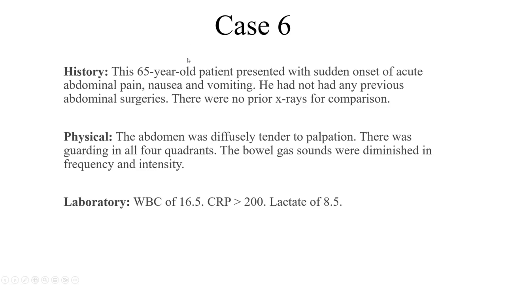Case number 6 is a 65-year-old patient who presented with sudden onset abdominal pain, nausea, and vomiting. He has not had any prior abdominal surgeries, and there were no prior radiographs for comparison. On physical examination, the abdomen was diffusely tender to palpation, there was scarring in all four quadrants, and the bowel sounds were diminished in frequency and intensity.